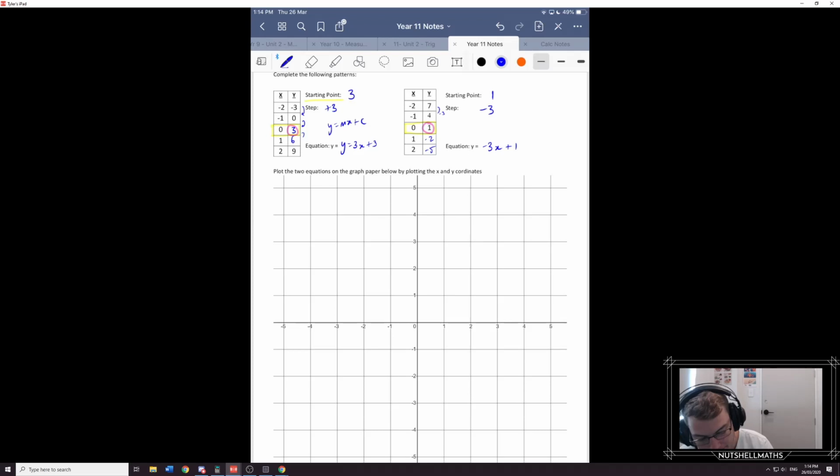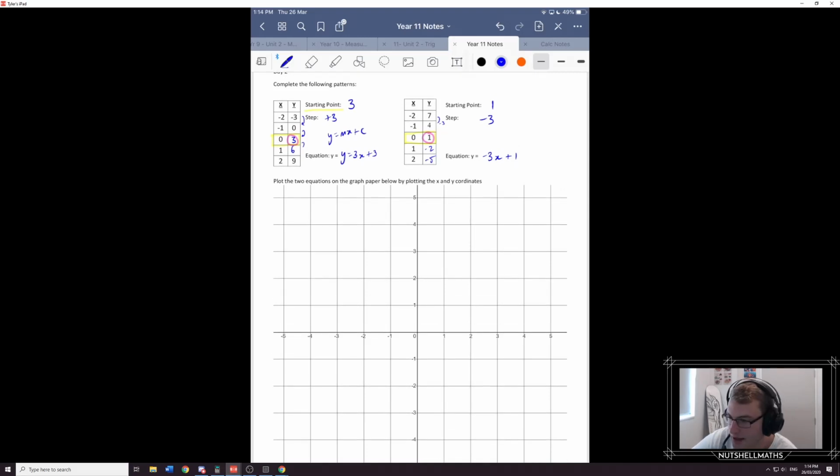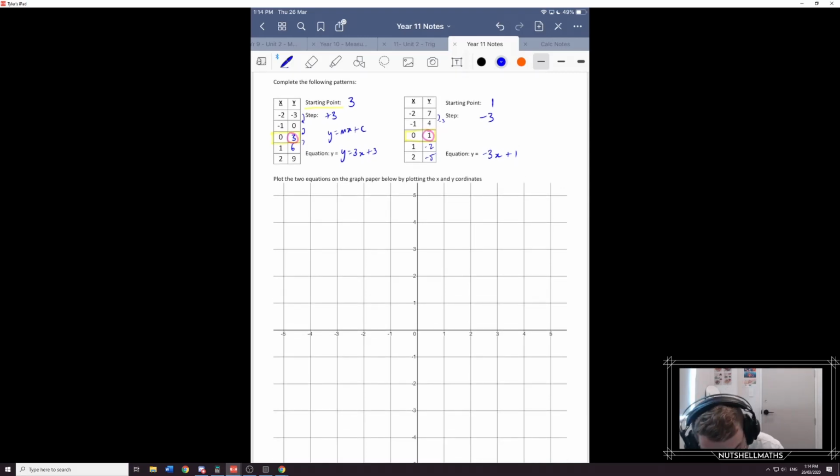Got it. Awesome. Now, plot the two equations on the graph paper below by plotting the x and y coordinates. So, I'm going to do this one in orange. Y equals 3x plus 3. But let's plot each of these points individually. Have a look over here. We've got an x column and a y column, which means each one of these can be written as a set of coordinates like that.